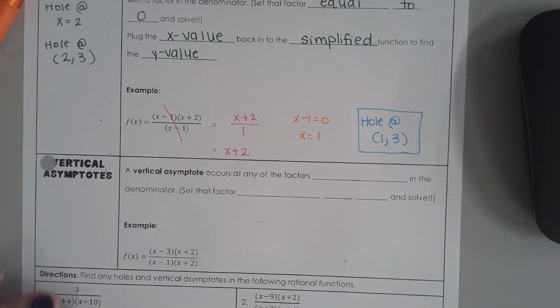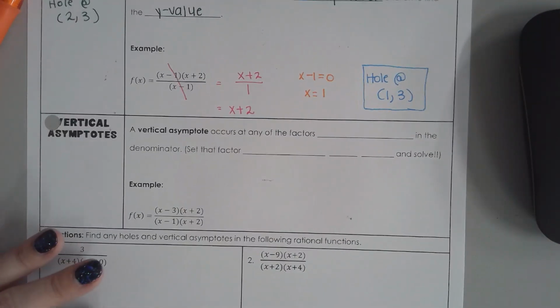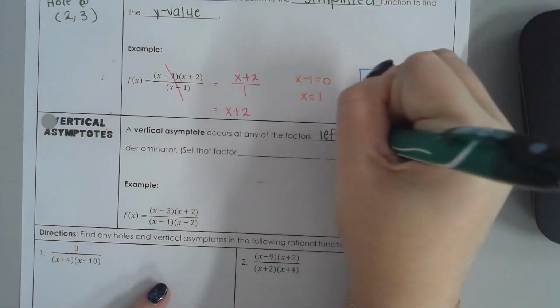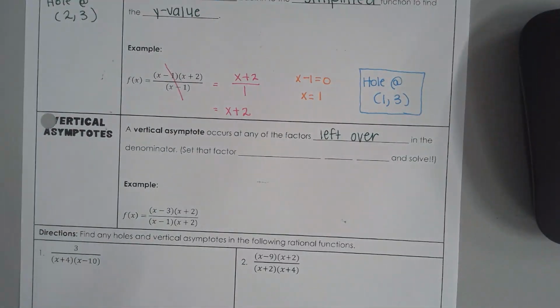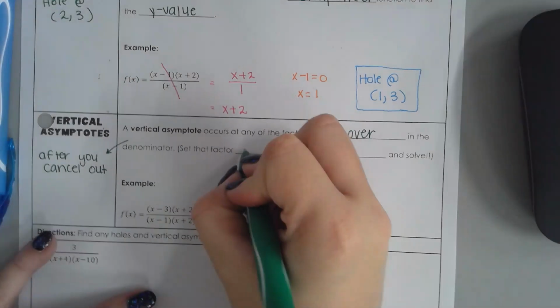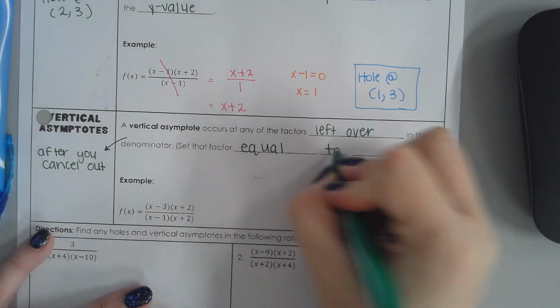And then the other thing that we're going to do is vertical asymptotes. So a vertical asymptote occurs at any of the factors left over in the denominator. So whenever you cancel out any factors, those are your holes. Anything left over in the denominator tells you where your vertical asymptote is. So you set that factor equal to 0 and solve.